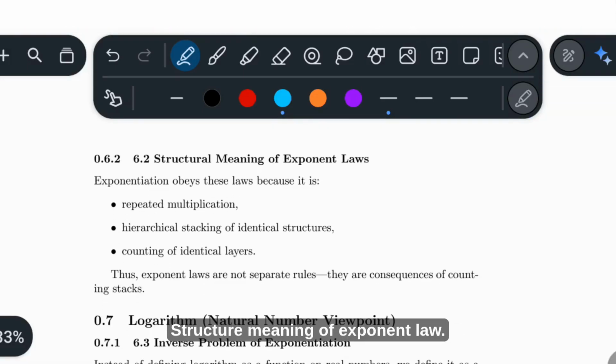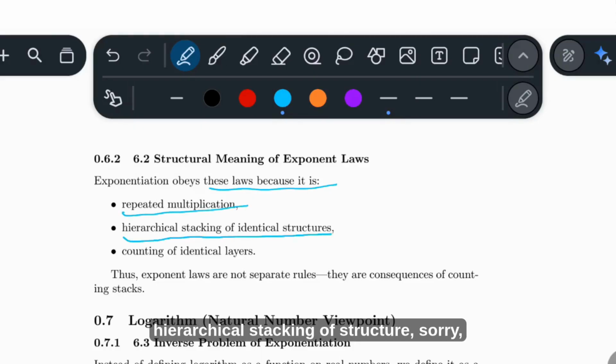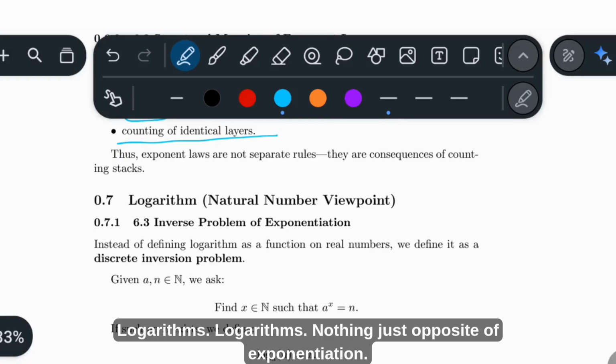Structure meaning of the exponent law. Exponentiation obeys these laws because it is repeated multiplication, hierarchical stacking of identical structures, counting of identical layers. The exponent laws are not separate rules, they are a consequence of counting stacks. Logarithm is just the opposite of exponentiation.